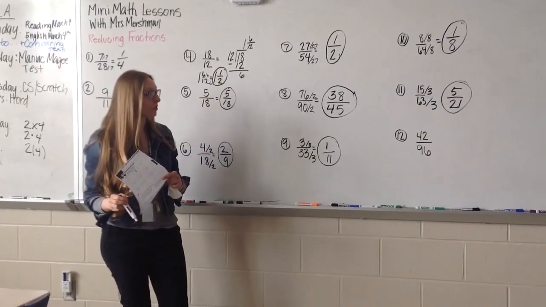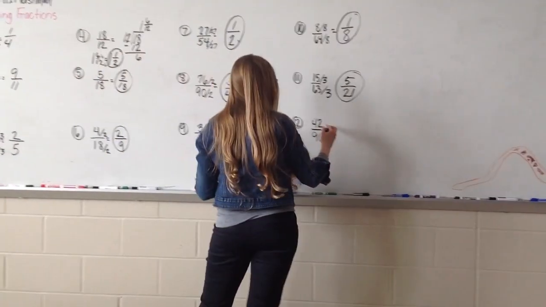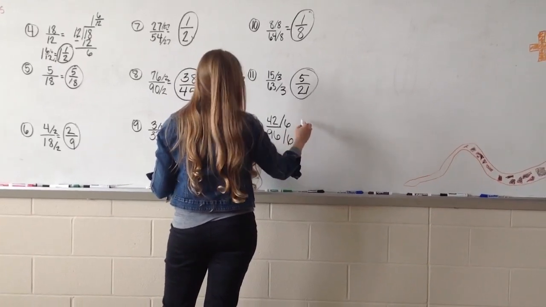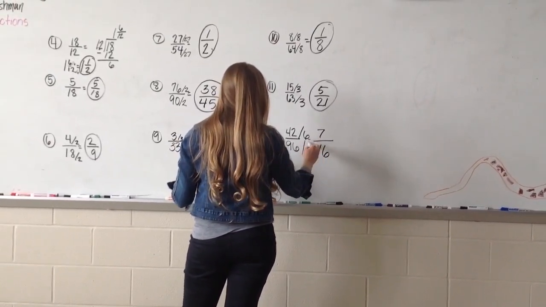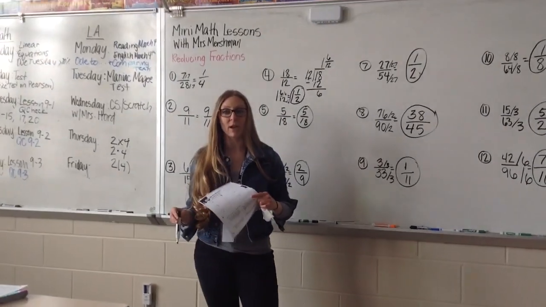Last one, 42/96. 6 is my greatest common factor. 42 divided by 6 is 7. 96 divided by 6 is 16. I get 7/16.